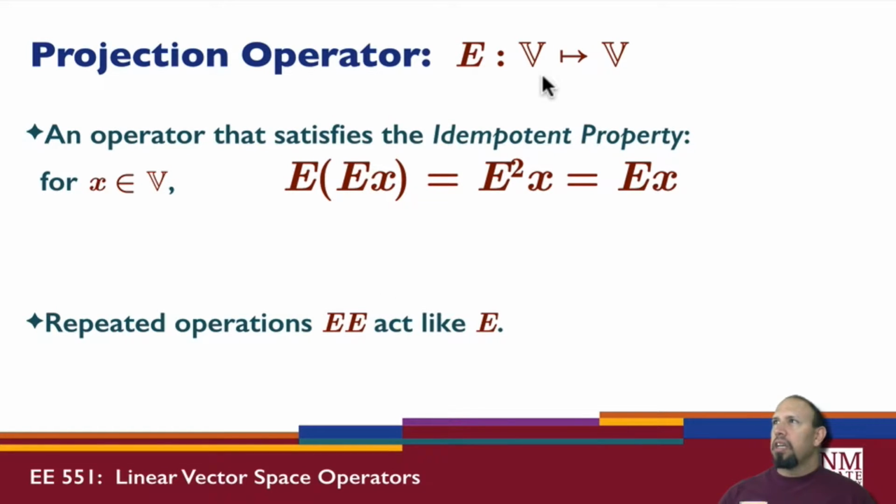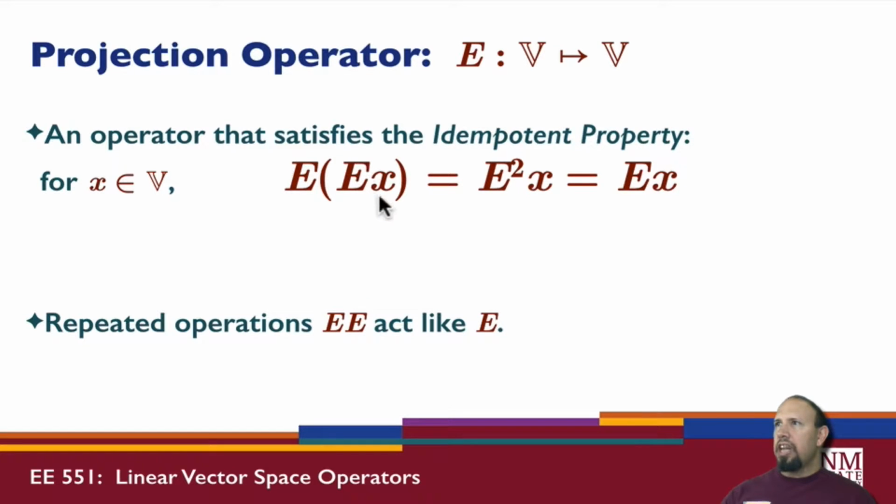Projection operator. This takes something from a vector space and maps back into that same vector space. So again, the input and output spaces are the same. So the projection operator is an operator that satisfies what is called the idempotent property. The idempotent property is this.